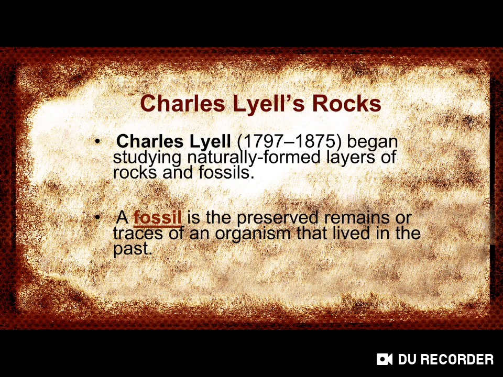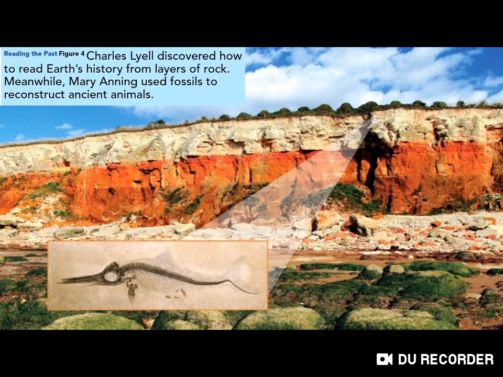Charles Lyell's rocks. Charles Lyell, a scientist who lived from 1797 to 1875, began studying naturally formed layers of rocks and fossils. A fossil is the preserved remains or traces of an organism that lived in the past, but is no longer here. Image 4 shows us Charles Lyell discovered how to read Earth's history from layers of rocks. Meanwhile, Mary Anning used fossils to reconstruct ancient animals.